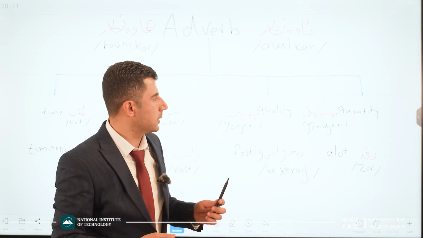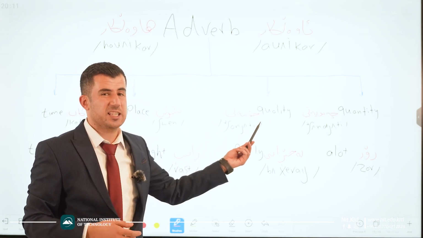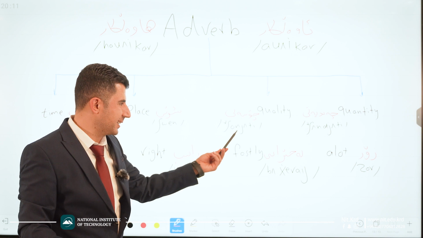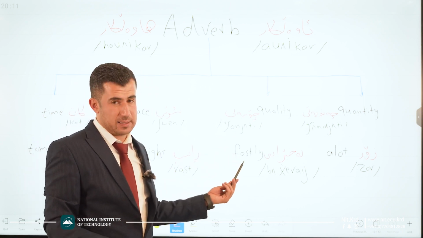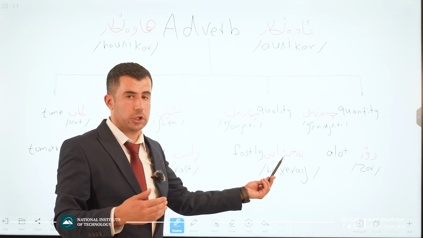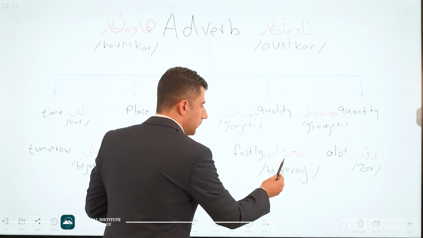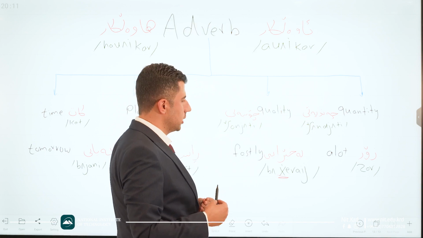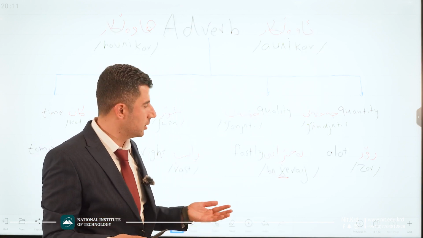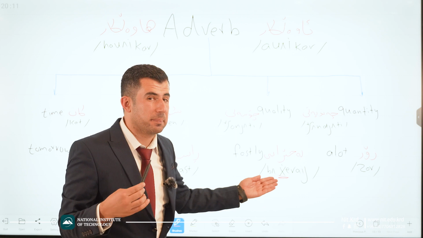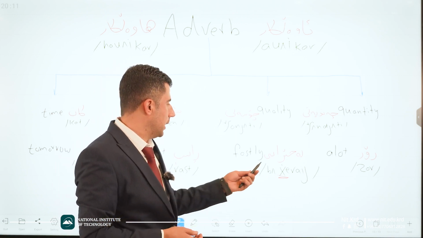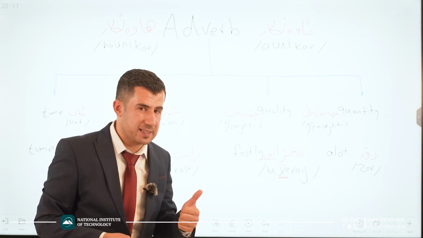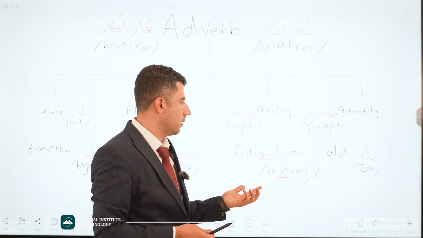And for toneti, quality of doing something. For example, fastly, in Kurdish we say bakhirai. Here, we have kh. In English language, we do not have kh. We have to pronounce kh. Bakhirai. And also at the end, we have two yi. One of them is consonant and one of them is vowel.